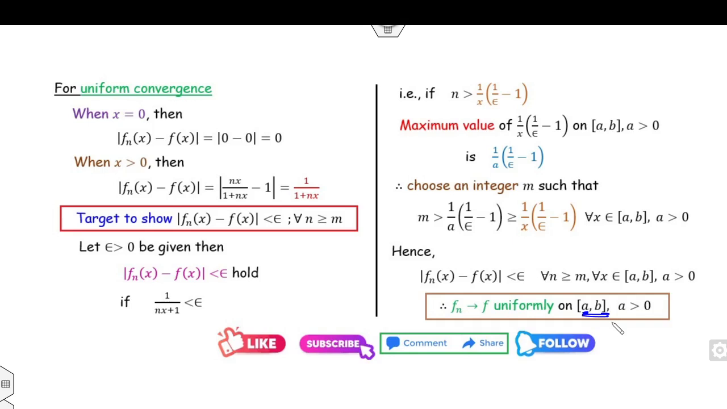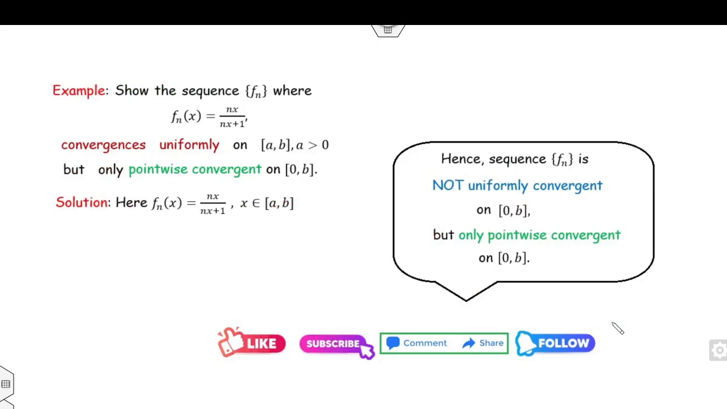So this is the first example. Look at another 7 to 8 examples so that you can understand this concept easily. So we can say the function is not uniformly convergent on the closed interval, but only pointwise convergent on the closed interval.